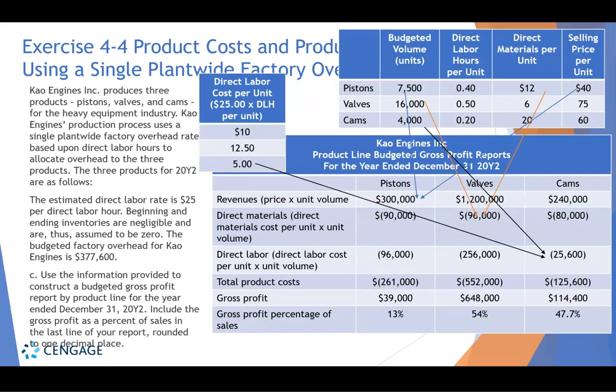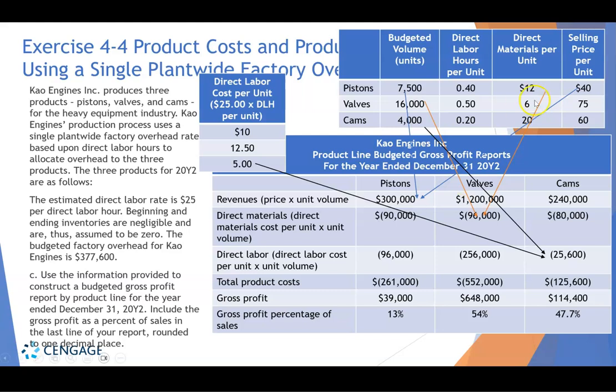Then we've got, use this information to construct a budgeted gross profit by product line for the year. Include the gross profit as a percentage of sales. So you see here, we show the revenues for pistons. We're going to anticipate 7,500 units at $40, which gives us our $300,000 in revenues for pistons.